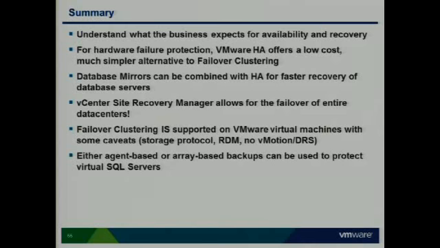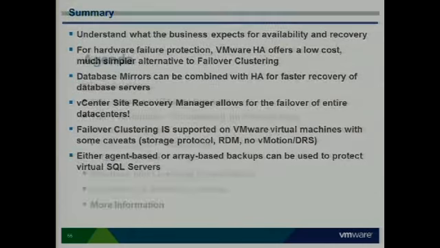So in summary, always follow business requirements for availability and recovery. Don't try to make things more available than they need to be. For hardware level protection, HA offers a low-cost, simpler alternative to Microsoft clustering. Database mirrors are the best of both worlds when combined with HA to allow faster recovery of database servers. Site Recovery Manager lets you protect your entire data center. Failover clustering is supported on VMware virtual machines with some caveats on storage protocol, RDMs, and no vMotion DRS. And then, of course, you have a choice between agent-based and array-based backups to protect virtual SQL servers.